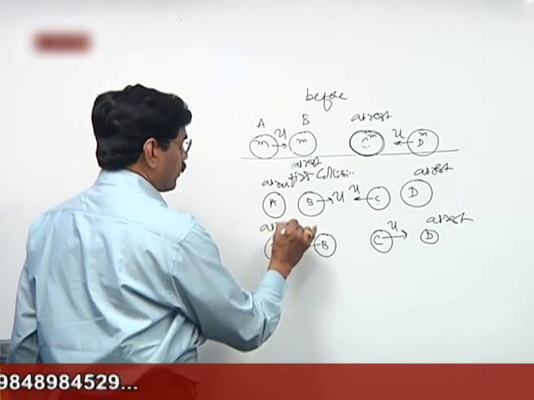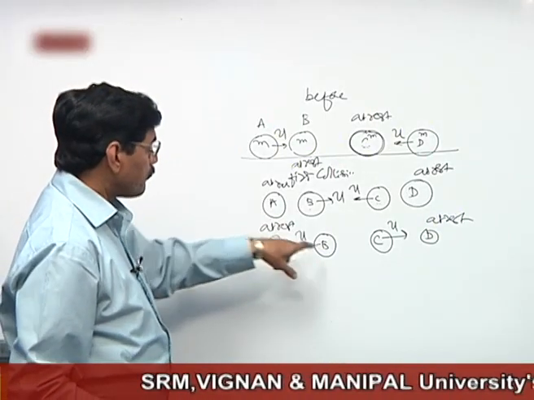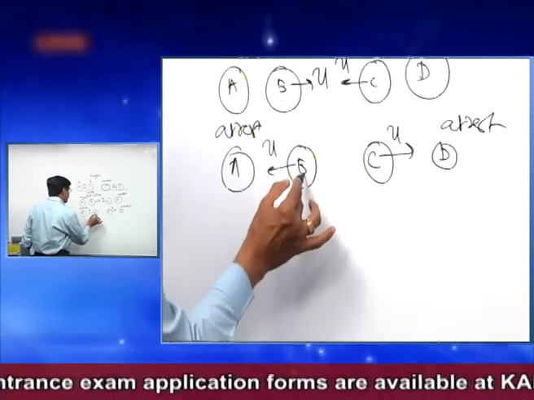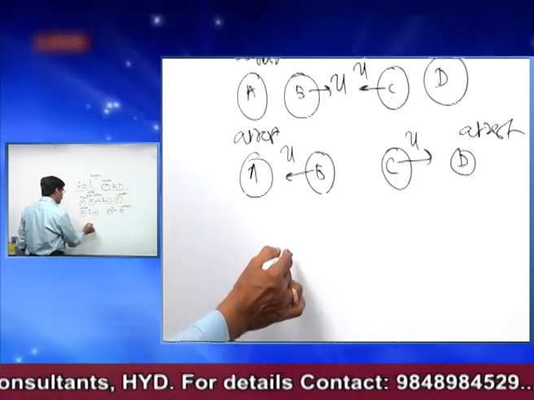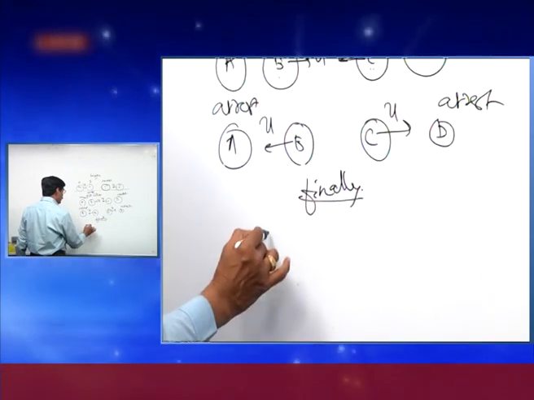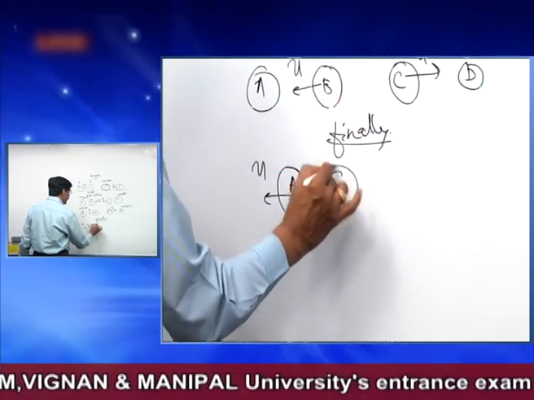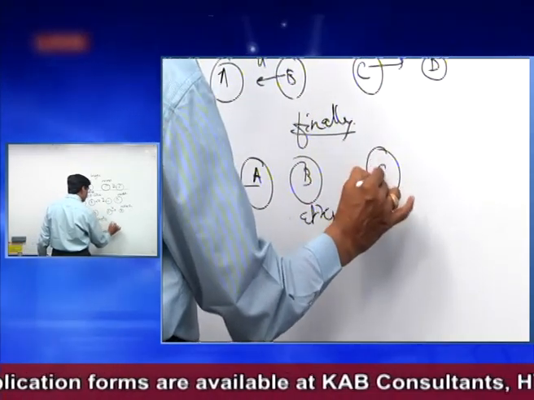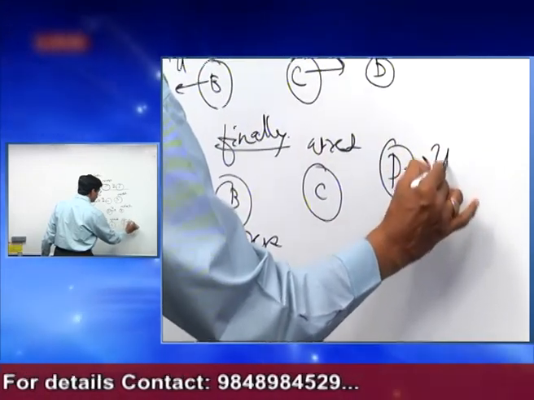This is the next collision between B and C. Then afterwards, what happens? There will be a collision between B and A. After this collision, since they are identical balls, B will be transferring its velocity to A. Finally, what we will have is A moving towards left with a velocity u, B at rest, and C at rest, and D now moving towards right with velocity u.